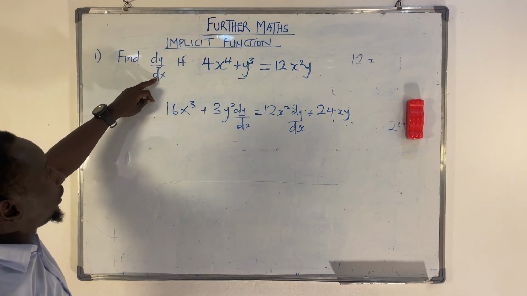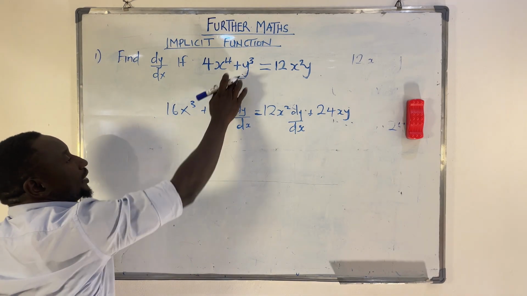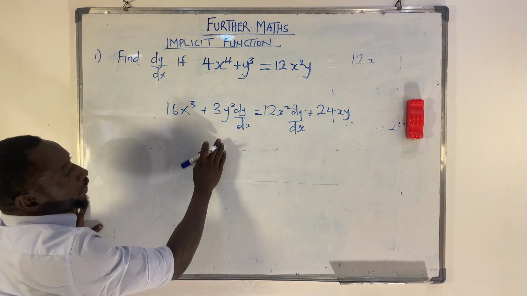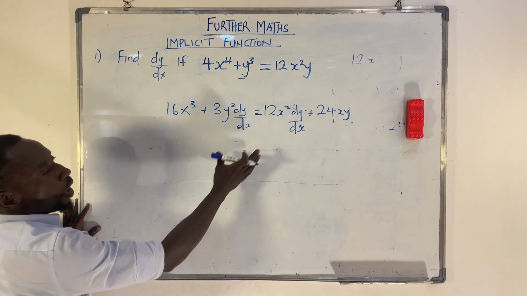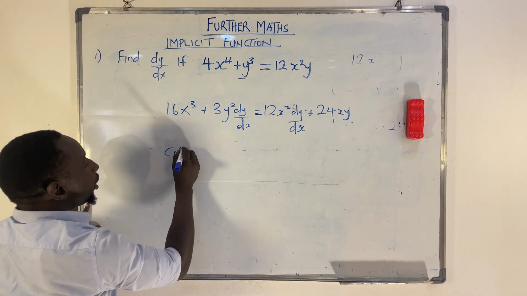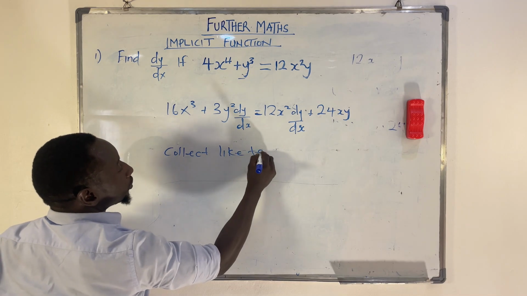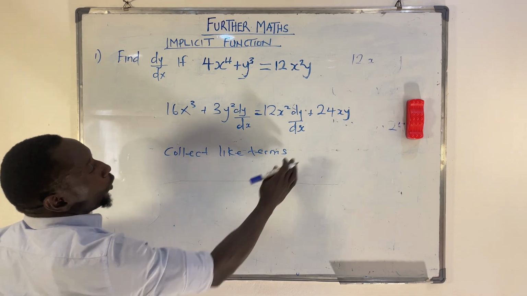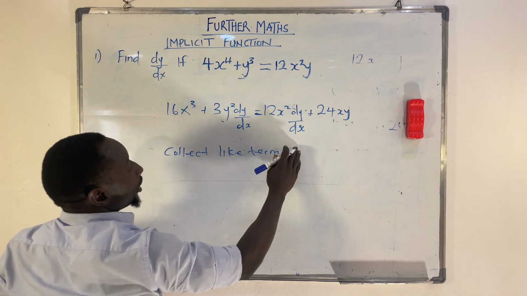Now, as you see, the derivative of this is this, the derivative of this is this, and the derivative of this is this and this. Now, if you look at this and this, they have dy/dx in common. So I'll collect like terms. To collect like terms, it means that I will transpose this one to this side and then transpose this to this side.